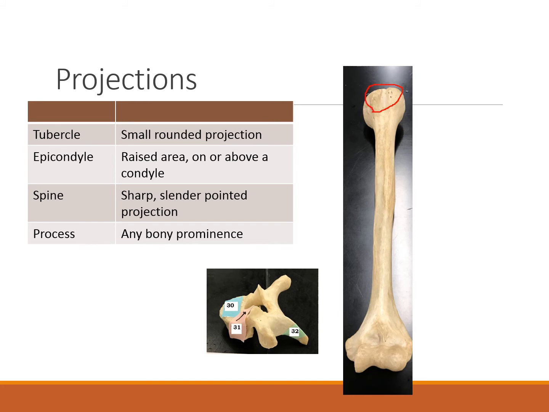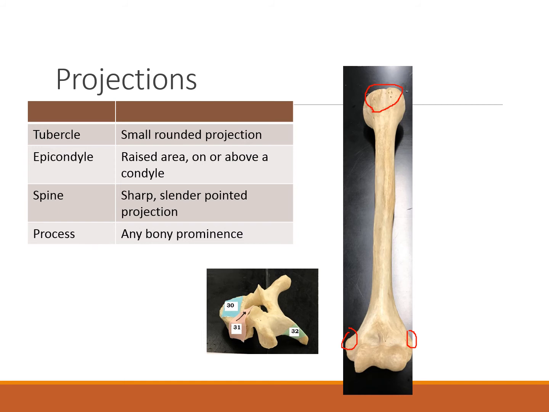Epicondyles are small prominences, that is, bumps, that sit on the top of a condyle. They are attachment points for muscle and connective tissue to bone. Examples include the medial and lateral epicondyle of the humerus.